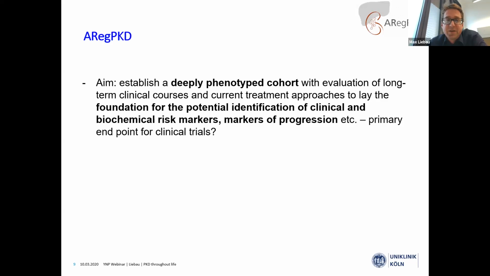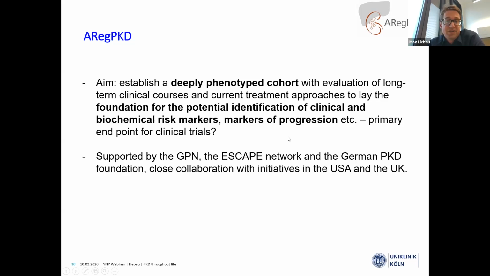So therefore, some years ago, we said, okay, we need to step back before thinking about therapy. We need to go back and describe this disease much more in detail than we previously have done. And we want to establish a deeply phenotyped cohort with evaluation of long-term causes and current treatment approaches. So what are people currently doing? And is there any way to identify clinical or biochemical risk settings that would help us counsel these families and potentially identify a primary endpoint for clinical trials?